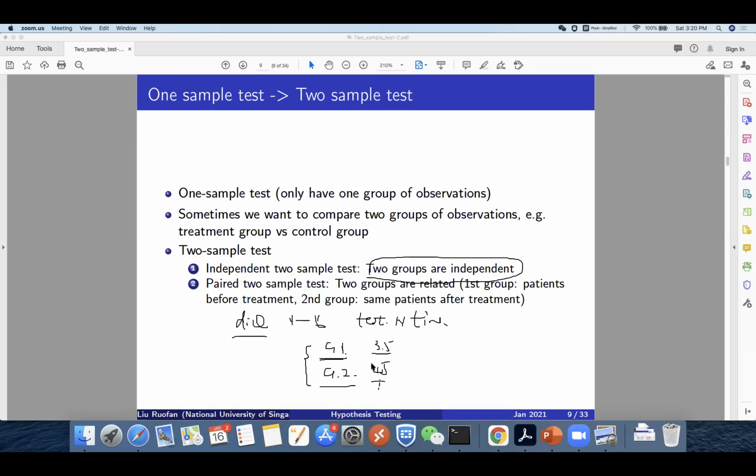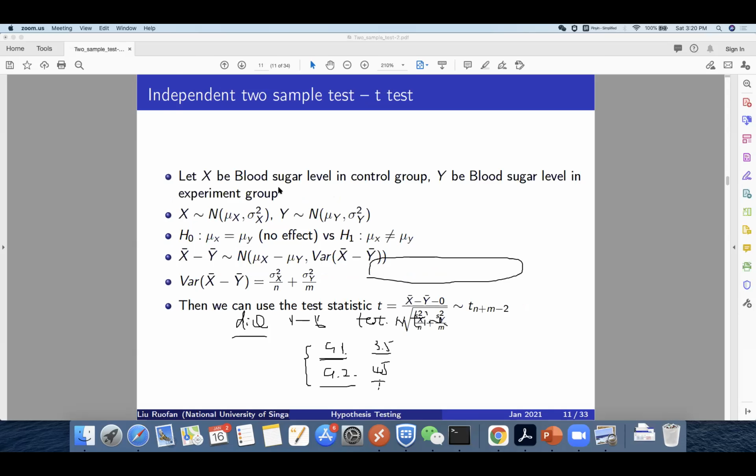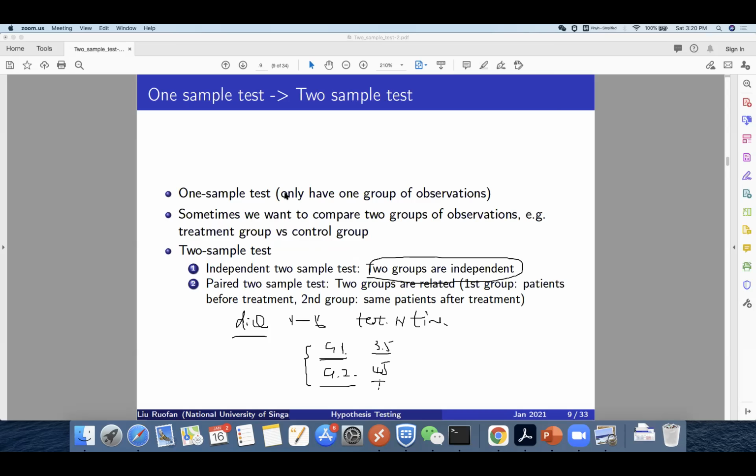Oh, we need, like what we did before, to have some test statistic. So here the question is whether group 1 and group 2 are two-sample tests. Yeah, if the two dice are different, then it's two samples.